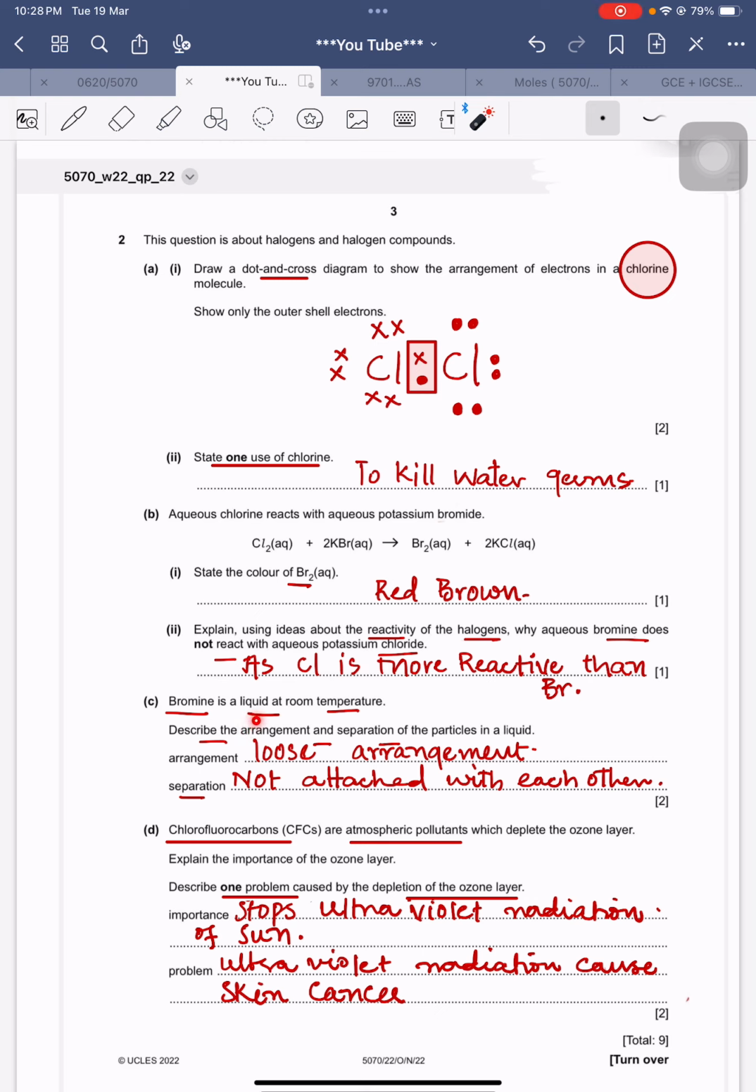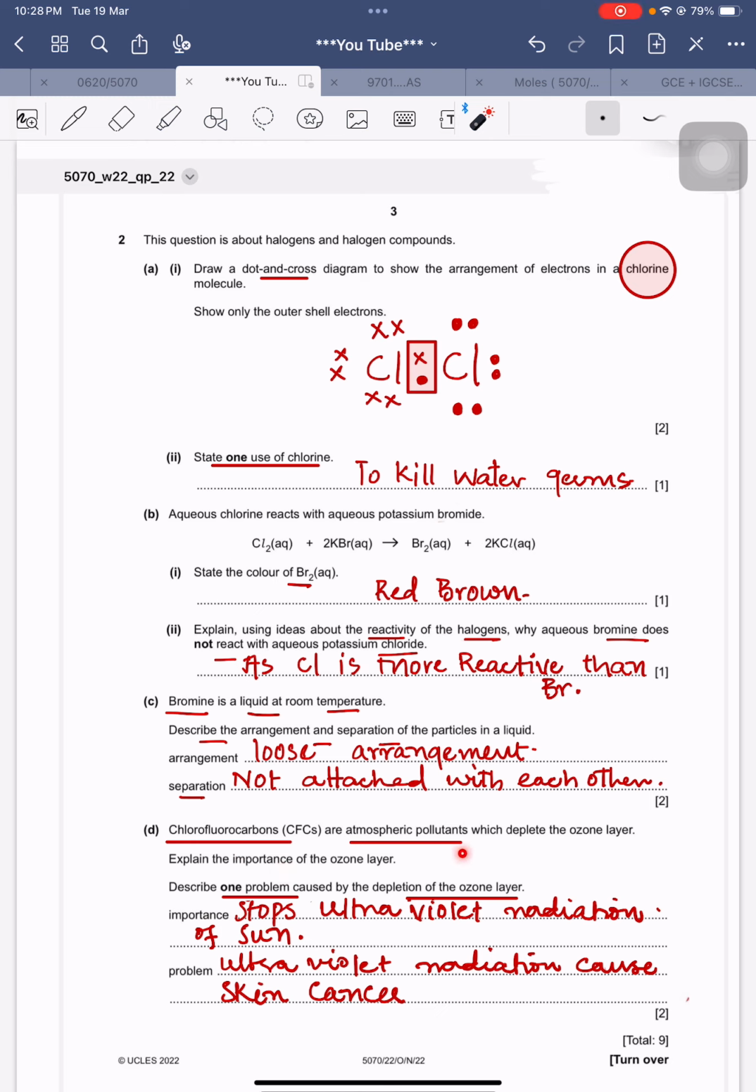Then they are asking about the arrangement and the separation in the case of bromine. As it is a liquid, there is a loose arrangement, and in the case of separation, the particles are not attached to each other, whereas they are not random as well. So we can say that they are not attached to each other as in solids.